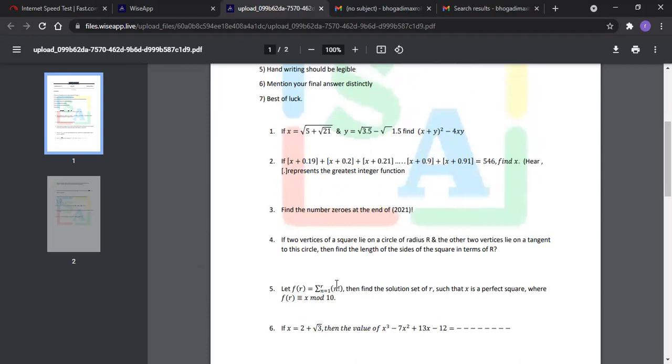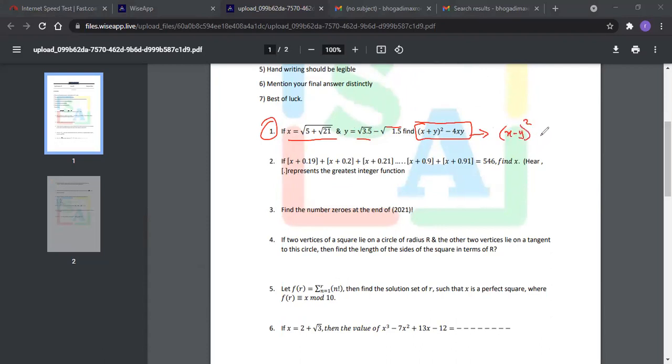So the first question: if x is equal to root of 5 plus root 21 and y is equal to root 3.5 minus, this is supposed to be root 1.5. I think everyone understood that. Find the value of (x plus y) whole square minus 4x. First and foremost, (x plus y) whole square minus 4x is nothing but (x minus y) whole square. So basically, we need to find the value of x minus y.